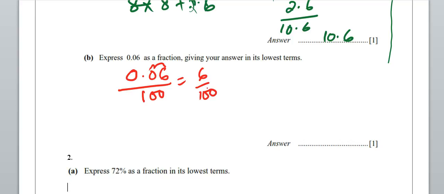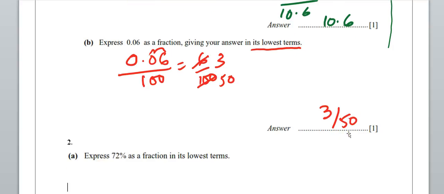Some students write this answer, but we should read the instructions carefully, that it says give your answer in the lowest terms. So we have to simplify these terms. 2 3s are 6, 2 5s are 10, and 0, and we can't simplify further, so our answer would be 3 out of 50, right?